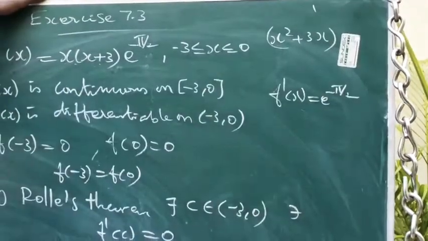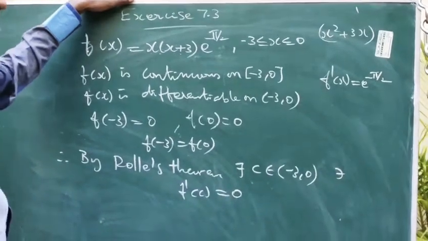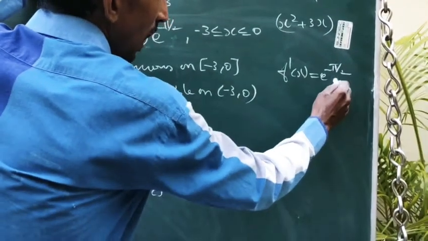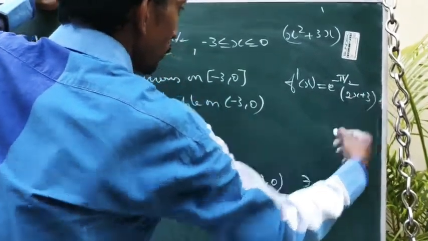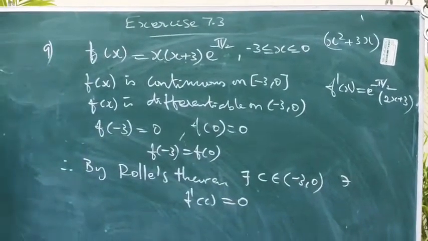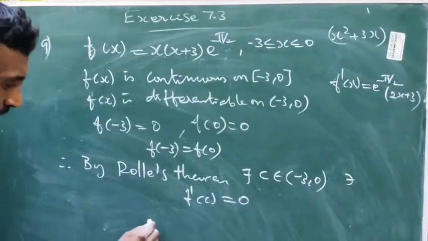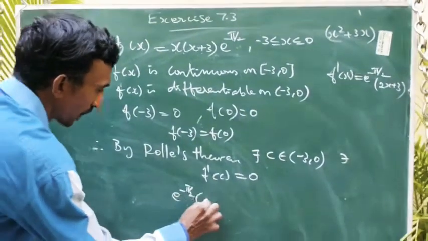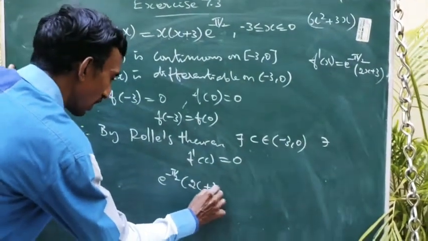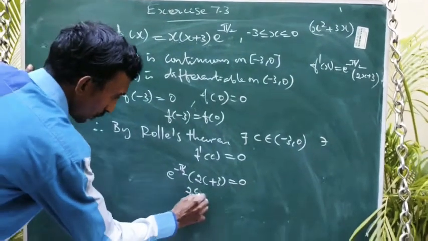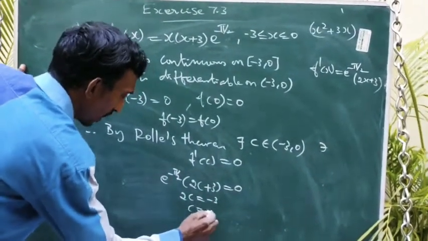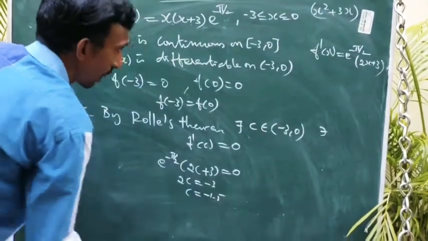x into x plus 3 is x square plus 3x. If we differentiate, e power minus pi by 2 into 2x plus 3. If we equate the first derivative to 0, e power minus pi by 2 into 2c plus 3 equal to 0. So 2c equal to minus 3, c equal to minus 1.5.